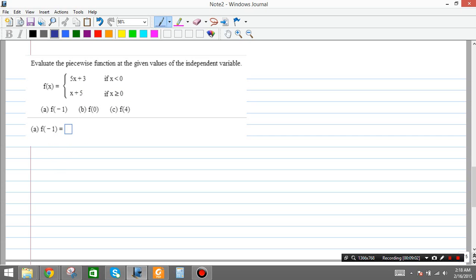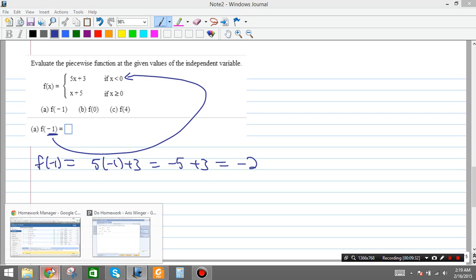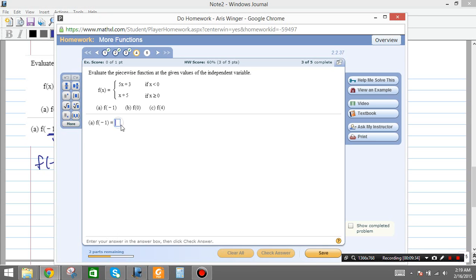So f of negative 1, well, negative 1 is less than 0. So f of negative 1 is equal to 5 times negative 1 plus 3, which is negative 5 plus 3, which is negative 2. Because negative 1 fit into the first condition, you use that rule for that condition. Negative 2.